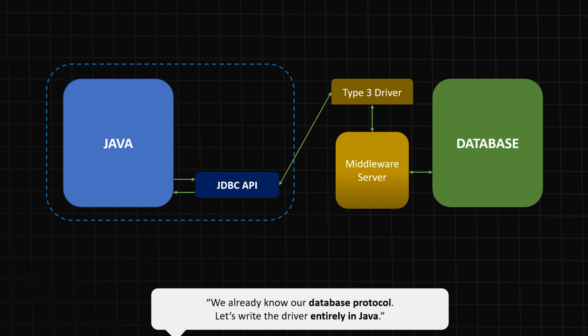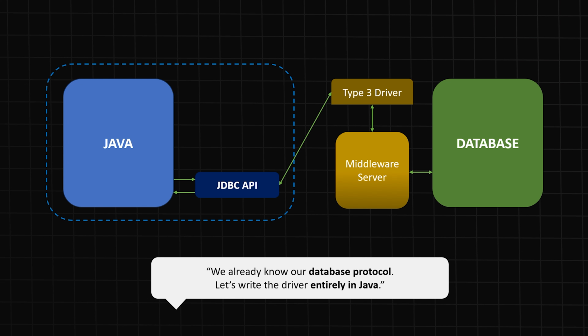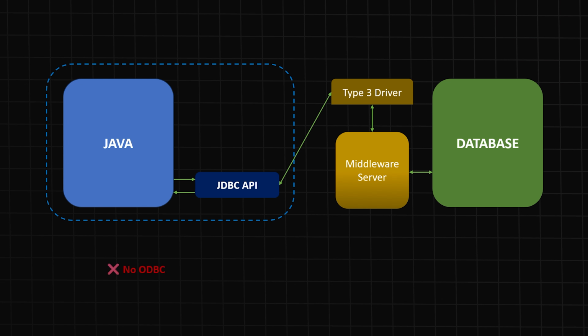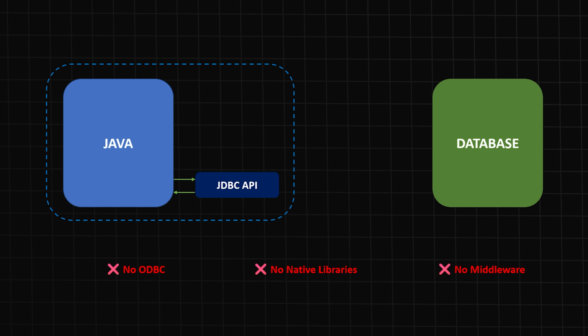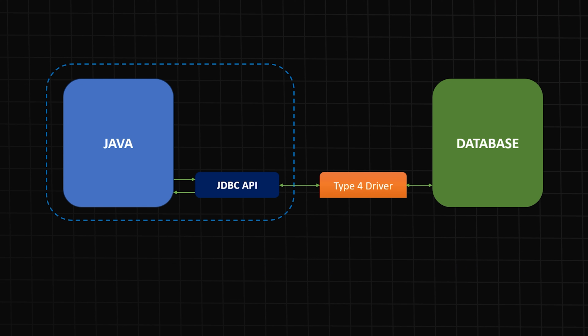Then the database vendors realized, we already know our database protocol, right? Let's write the driver entirely in Java. Okay, so there was no ODBC, no native libraries, and no middleware. It is just Java. And here the type 4 driver was introduced. It is written in 100% Java. So there was no problem to communicate from the Java application.